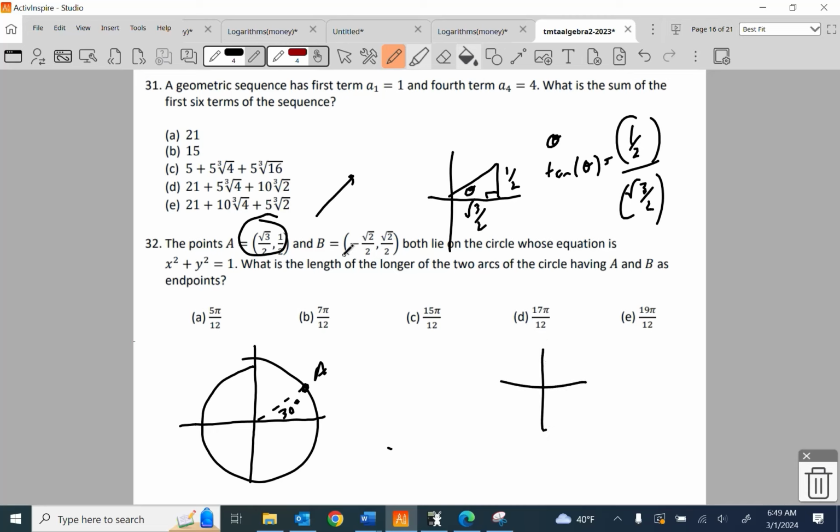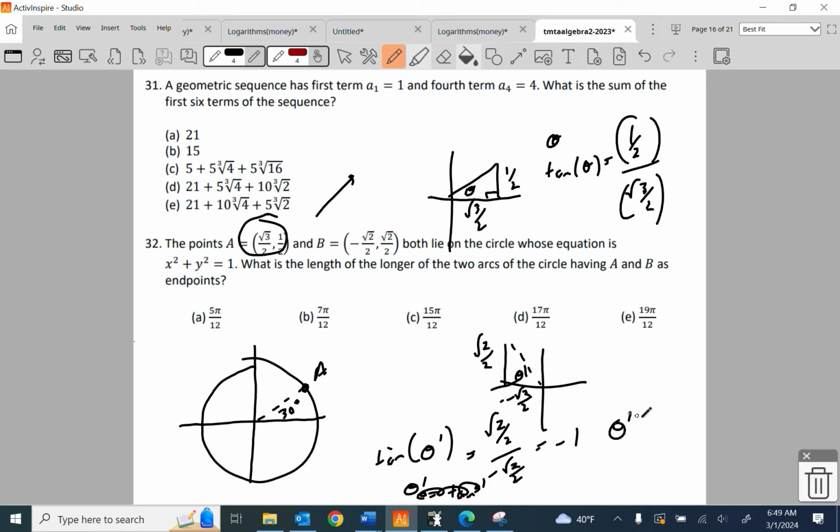Now let's talk about the other ratio they gave us. The other ratio has an x-coordinate of negative root 2 over 2. So we fall back negative root 2 over 2, and we rise root 2 over 2. We'll call that theta prime. The tangent of theta prime is going to be opposite over adjacent, root 2 over 2 divided by negative root 2 over 2, which is negative 1. So theta prime is the arc tangent of negative 1.